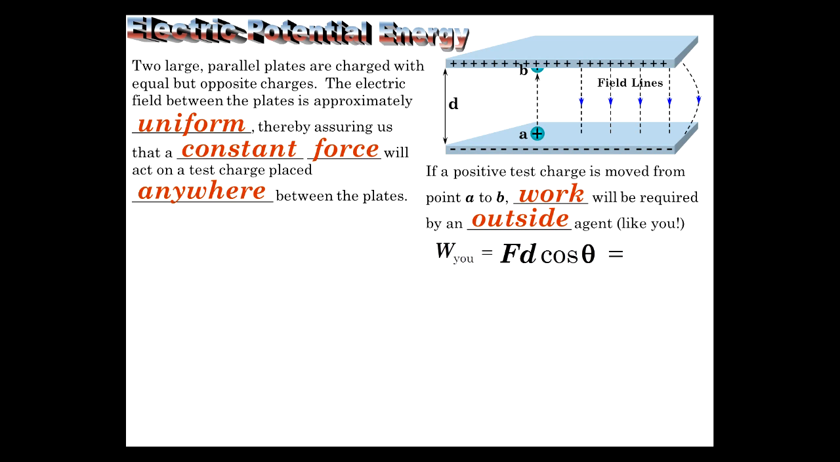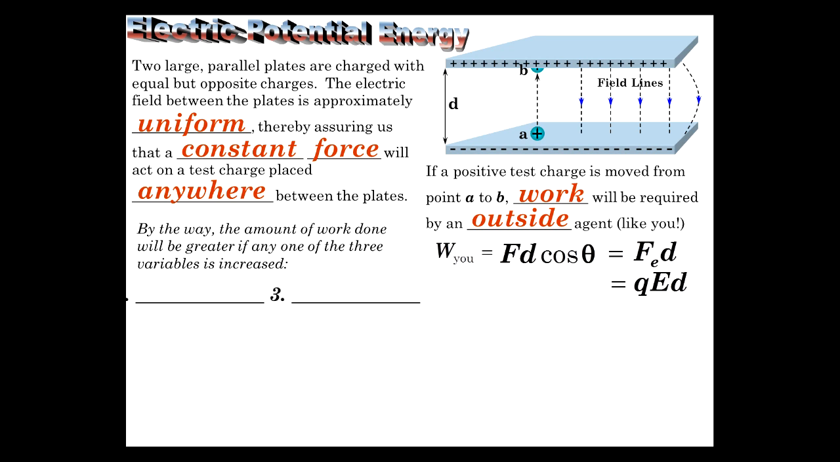Well, it's F d cosine of theta as always, if you recall the work done by a force from our work energy unit. And F d cosine of theta is F_E d, namely the electric force, that's the F, times d cosine of theta is just d, because the angle between F and d is 0 in this case. And now the electric force is Q times E. So QE times d. QED.